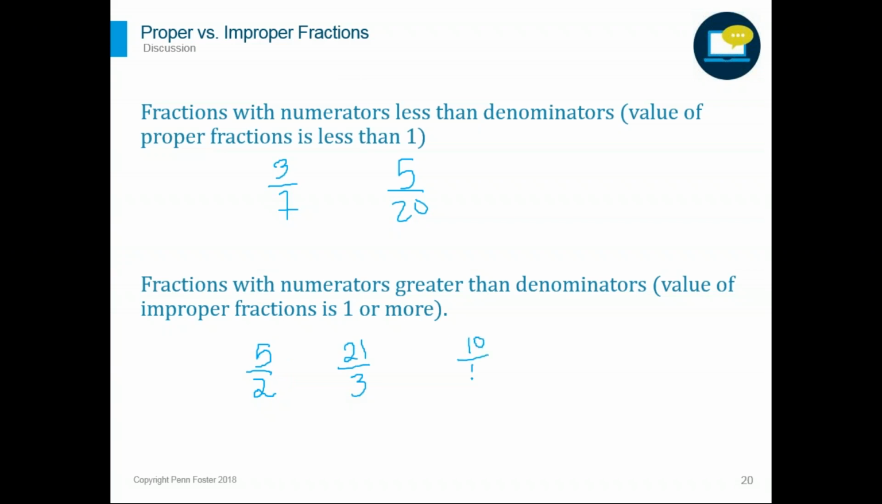What about 10 over 10? In this case, nothing is greater or less than the other number. Well, we call it again improper because that is a whole number. That's a 1. It's not really a fraction. It has the form of a fraction, but the value is 1. So again, we call it an improper fraction.